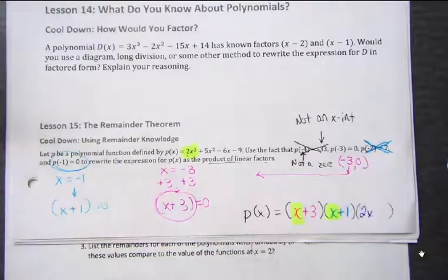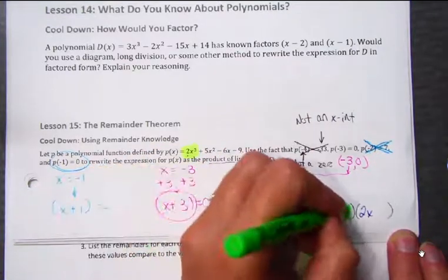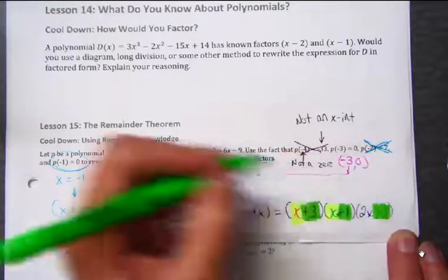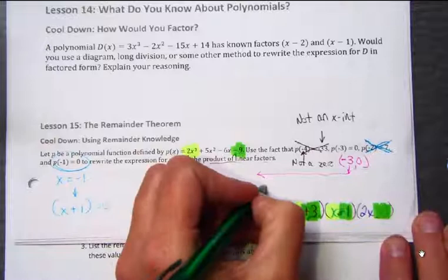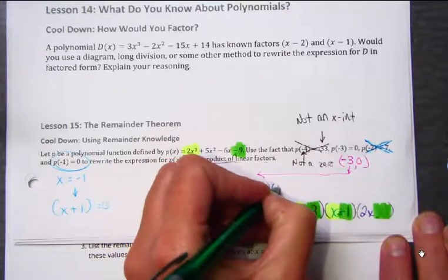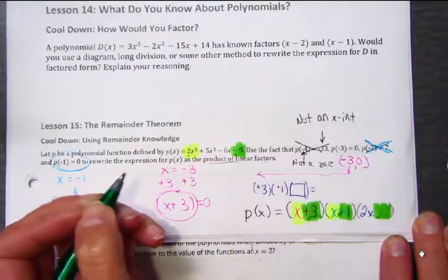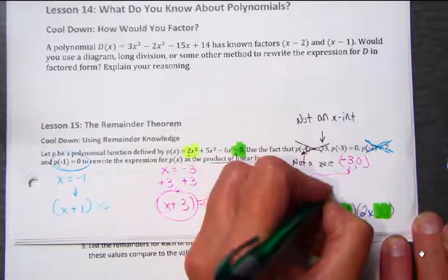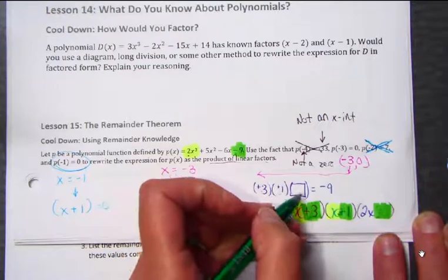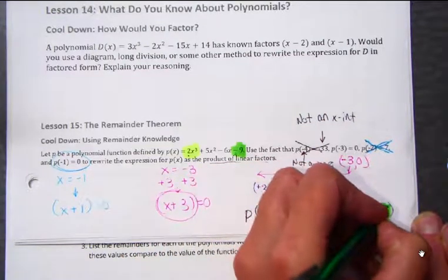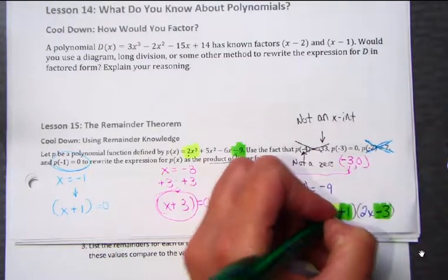And similarly, positive 3 times positive 1 times something has to equal negative 9. 3 times 1 times something, we're kind of back to those boxes from a couple lessons ago, has to equal negative 9. 3 times 1 is 3. 3 times negative 3 is negative 9. Let's put a negative 3 in there. We found our missing factor. We wrote all of our linear factors.